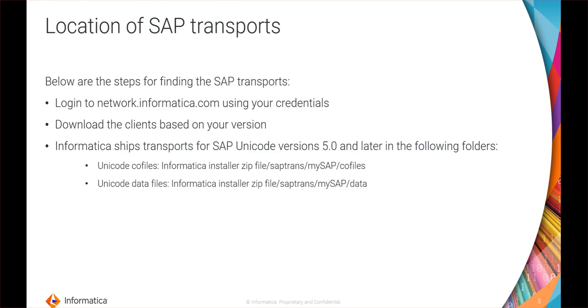Informatica ships these transports for SAP Unicode versions 5 and later in the following folders. The first one shows the location of the core files, and the other one shows the location of the data files. As we already know, all the SAP transports are packed as a data file and a core file, and these files can be given to the SAP Basis team or any SAP internal team so that they can place them in their server location and import them to their respective system.